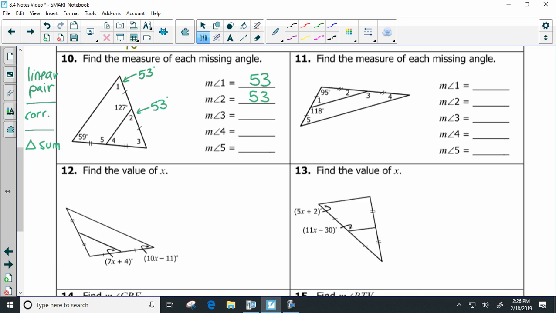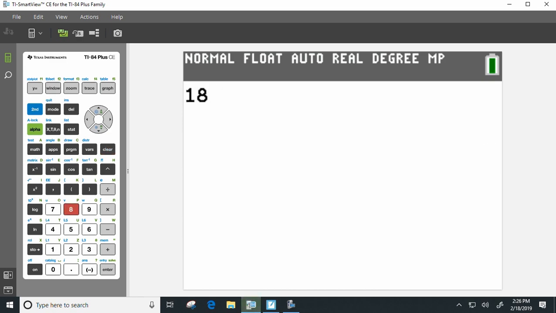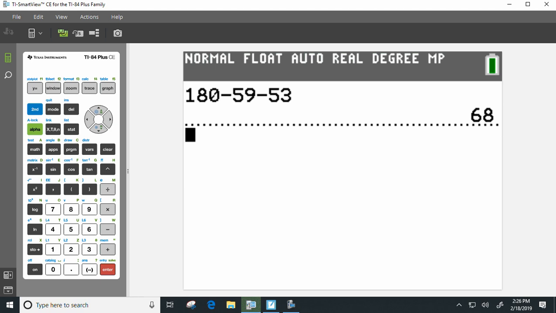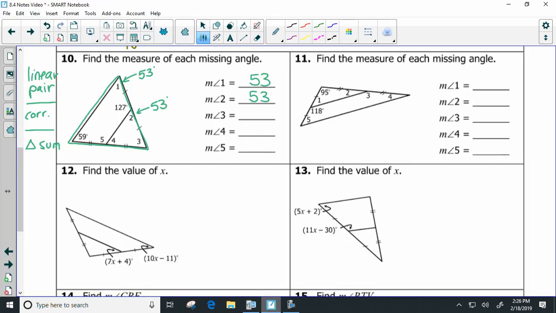Okay, so now I'm looking at this big triangle up here, the whole big thing. It has a 59-degree angle, it has a 53-degree angle, and it is looking for angle 3. So 180 minus 59 minus 53 for the triangle sum theorem is 68 degrees. That means angle 3 is 68 degrees.